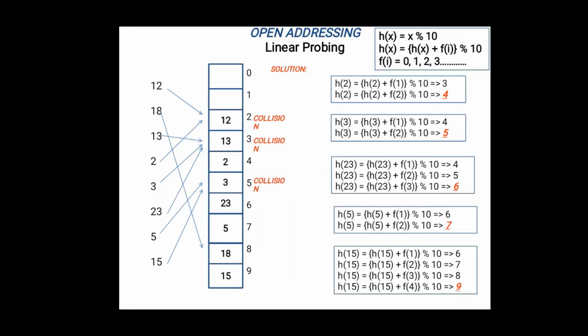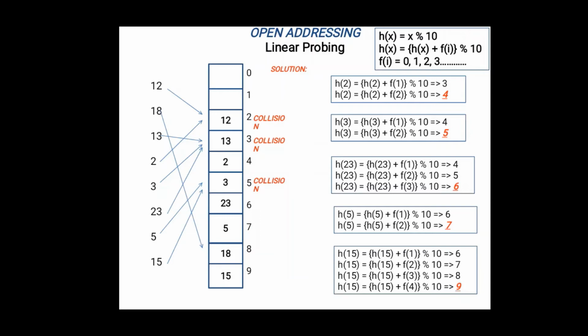So h of 23 is equal to (h of 23 plus f3) mod 10, which is 6. So finally, we found a free slot at table index 6. So we put that 23 at table index 6.